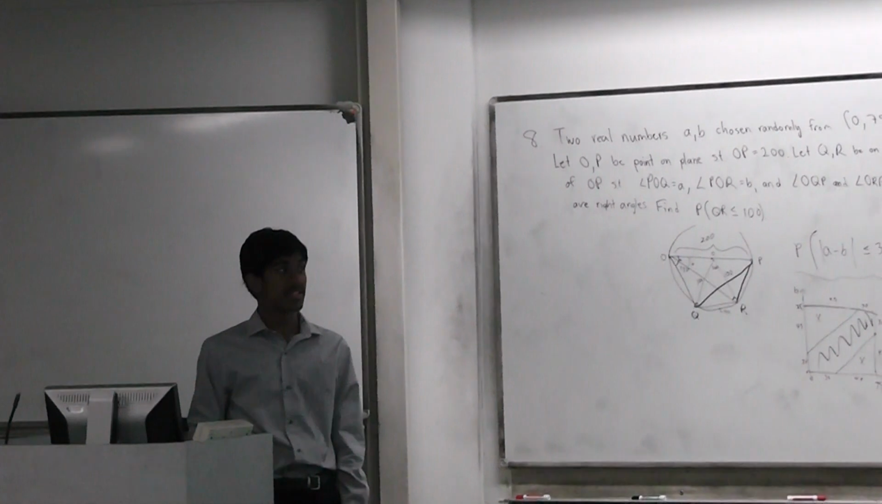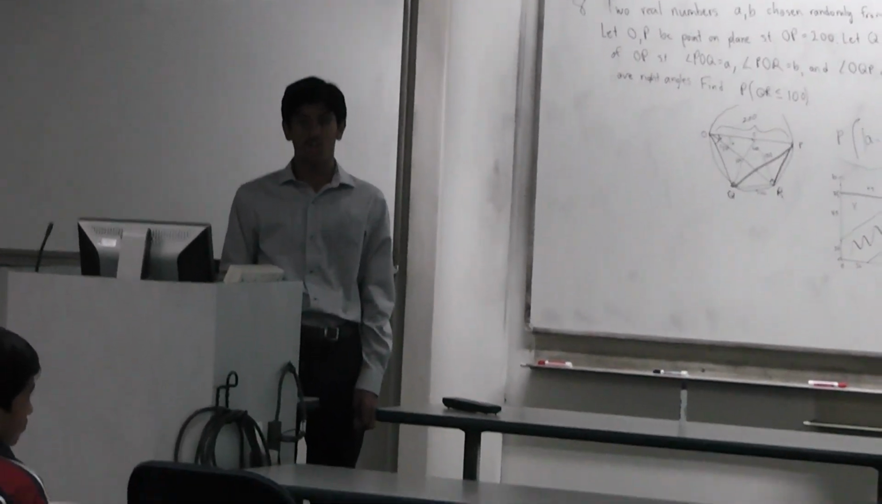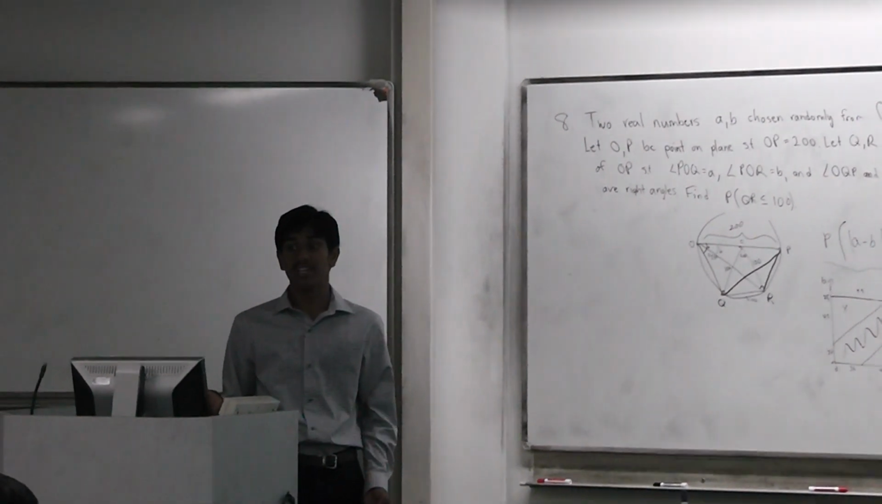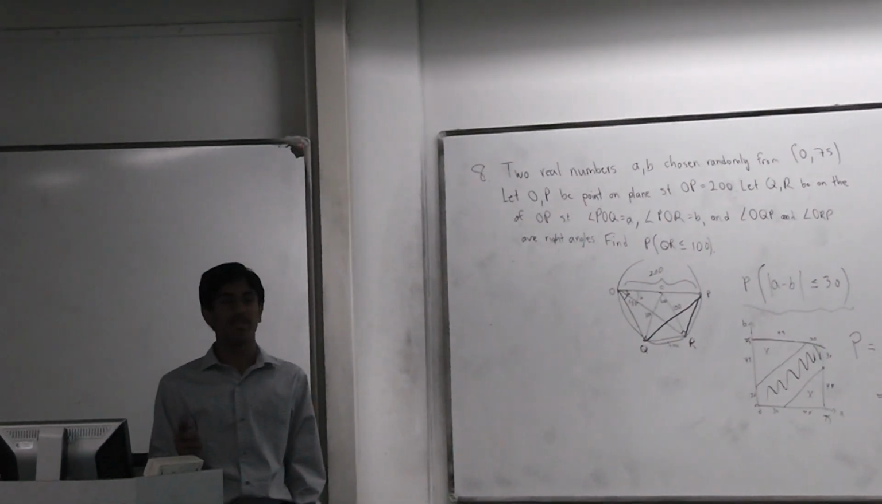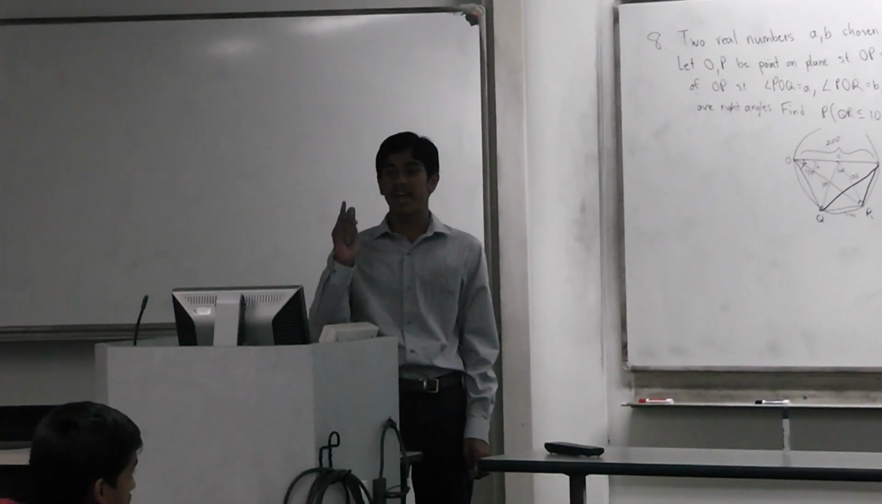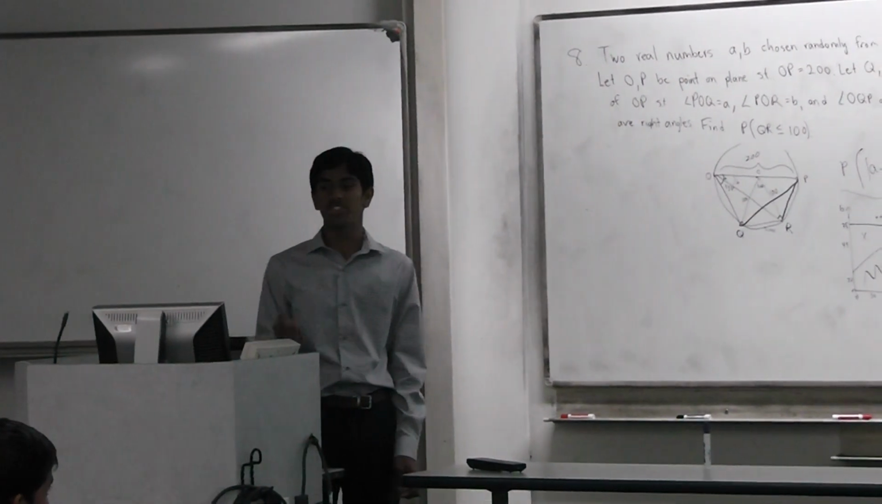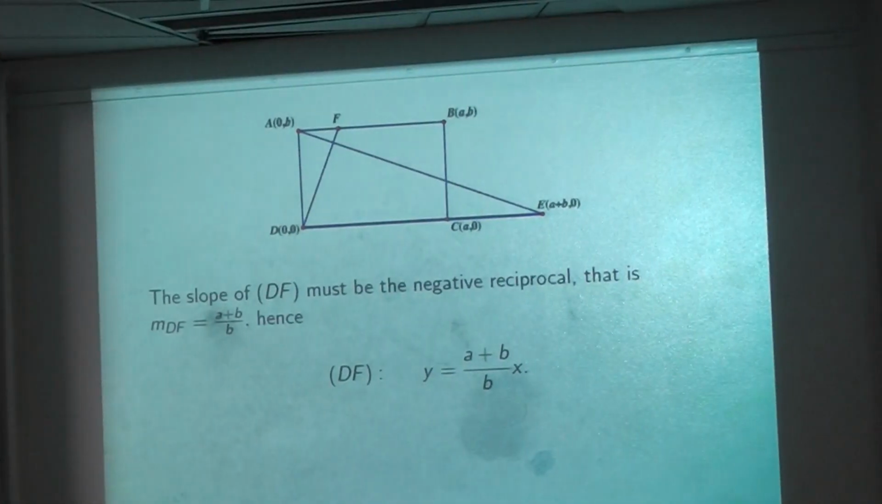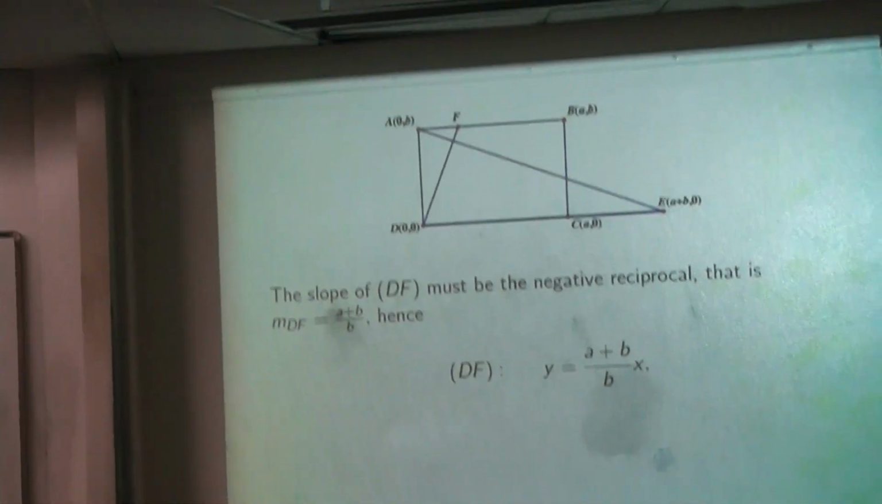So what you could use with this information is to find the slope of line DF. Since it's perpendicular to AE, you can just take the opposite reciprocal, so it is (a plus b) over b. And since this passes through the origin, which is where we set D, the equation is y equals (a plus b) over b times x. Now, why are we finding this equation?